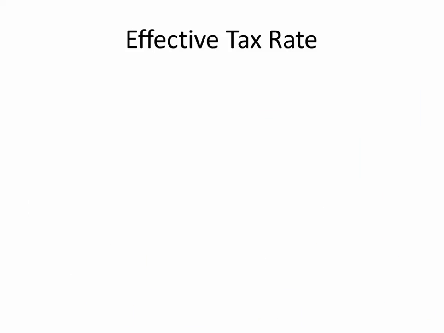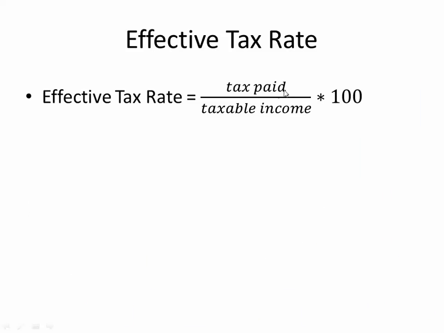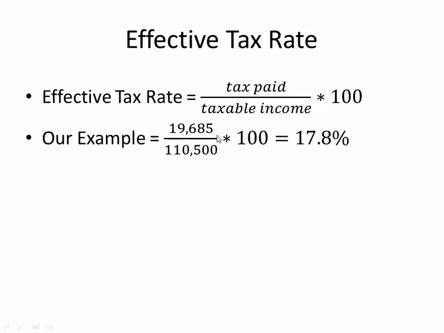Their effective tax rate: you take your taxes paid and divide by your taxable income, and to make it a percent, you multiply by 100. They paid $19,685 in taxes. Their taxable income was 110,500. So their effective tax rate is 17.8%. Even though they were in the 25% marginal tax bracket, not all of their taxable income was charged at 25%, because some of it was at 10% and some at 15%. Their effective tax rate was only 17.8%.